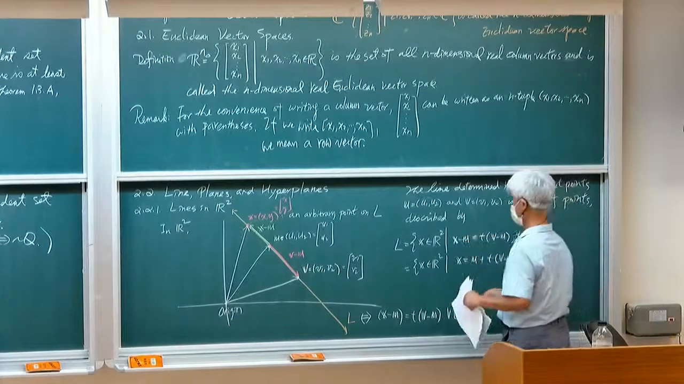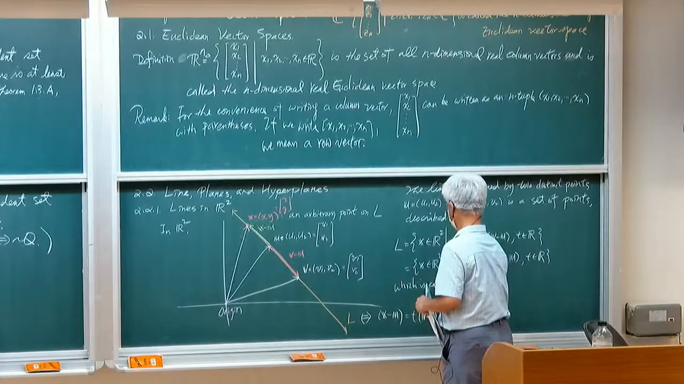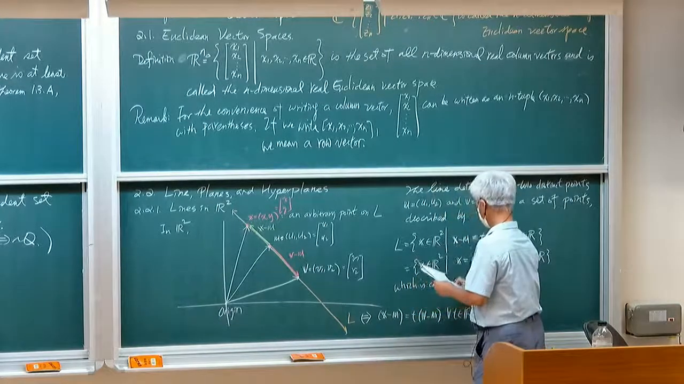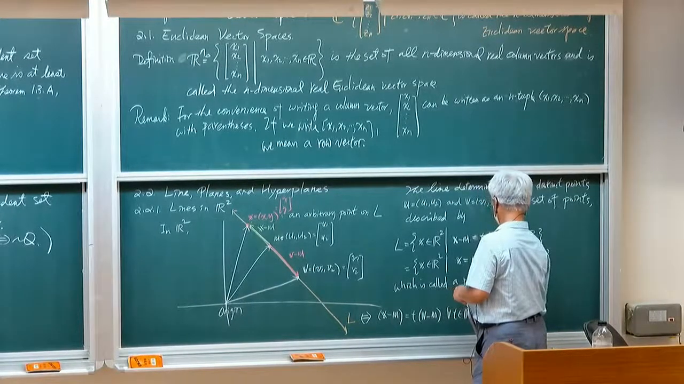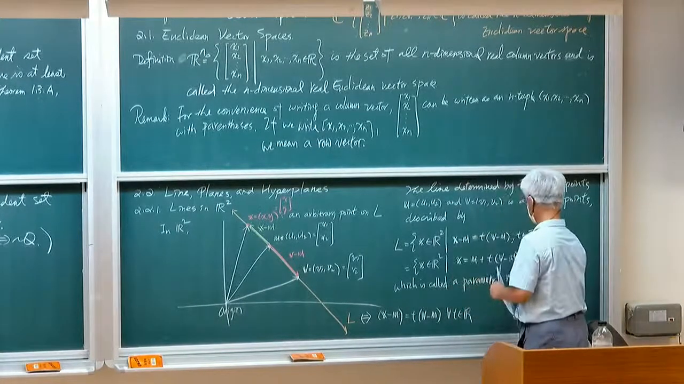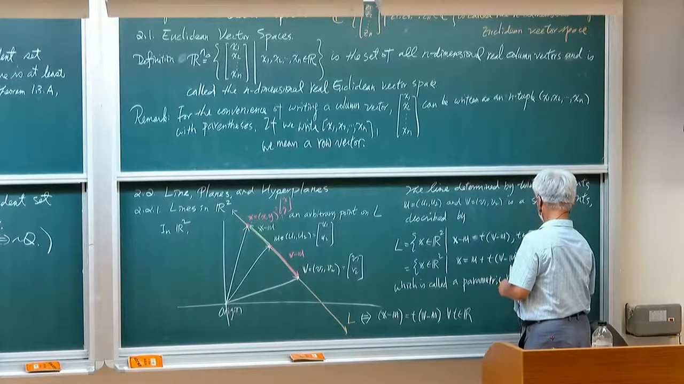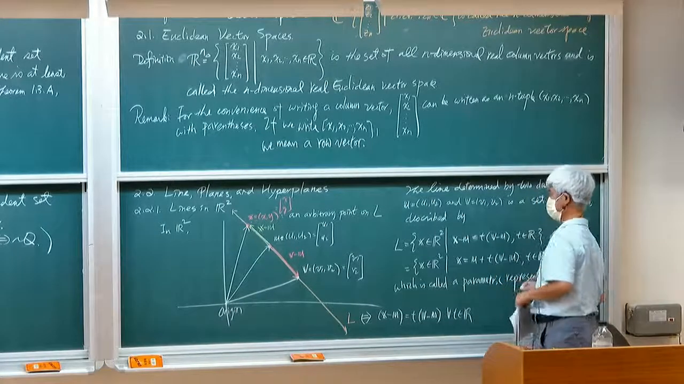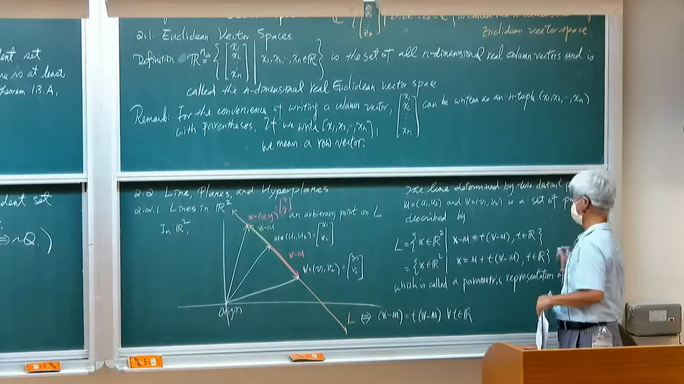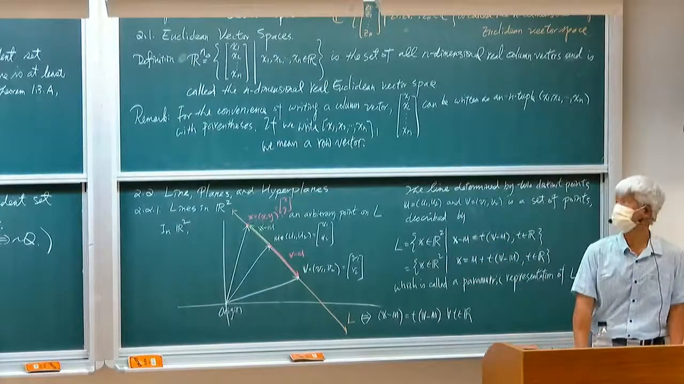Which is called a parametric representation of L, the line L. So we end up with a parametric representation.